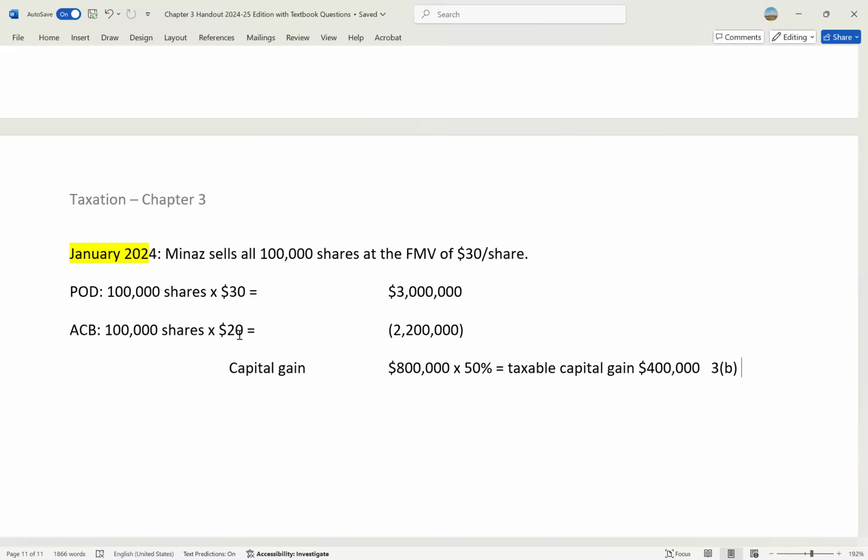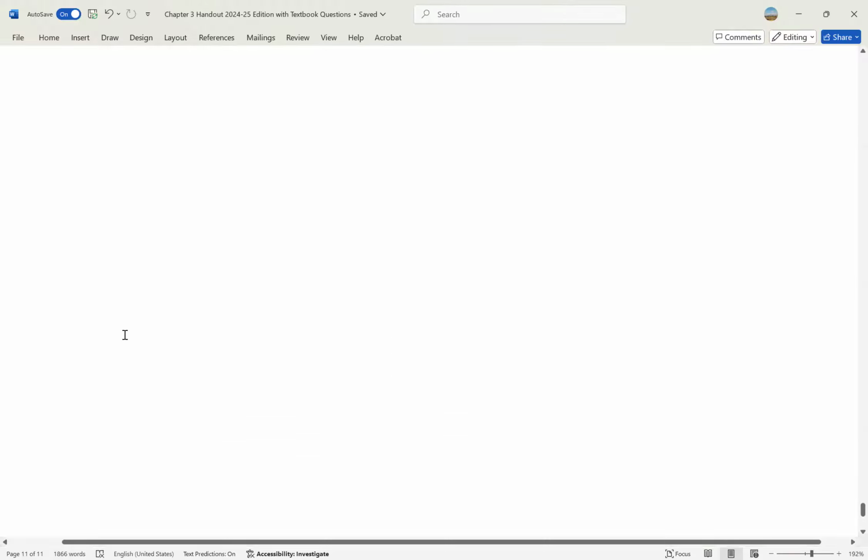Any questions about these new stock option rules? They're not necessarily new. They came into effect, like I mentioned, July 2021. But any questions about these rules? So that brings us, I believe, to the end of this handout.